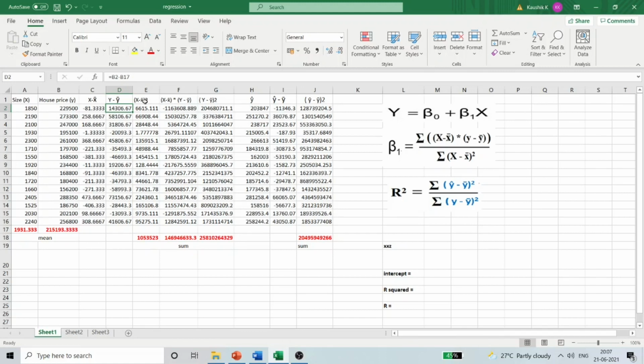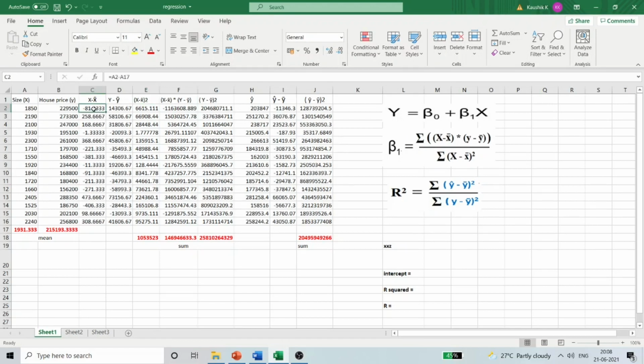What next? Then we require this. We need to calculate the Y value, so I require the slope and the intercept, that is beta 0 and beta 1. For beta 1 I require these terms: X minus X bar into Y minus Y bar, divided by X minus X bar the whole square. So first let us calculate these individual terms. X minus X bar the whole square is what we will calculate first.